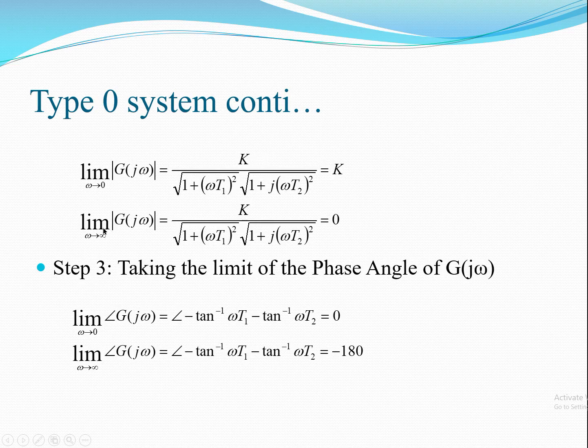The same, I will go for limit omega tends to infinity. Magnitude of G of j omega is equal to K upon under root 1 plus omega T1 whole square, under root 1 plus omega T2 whole square. If I put infinity over here, 1 plus infinity, 1 plus infinity, it is nothing but K upon infinity. Something upon infinity is nothing but 0.